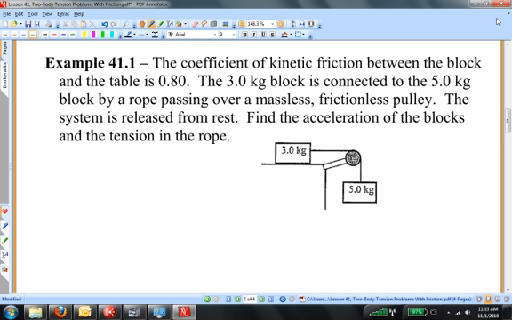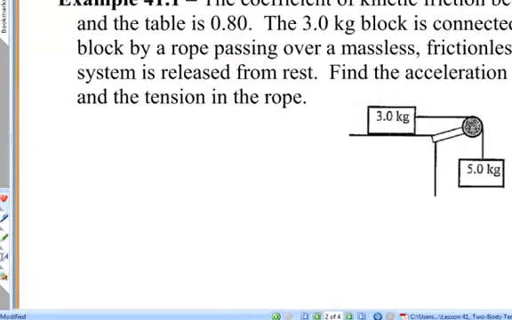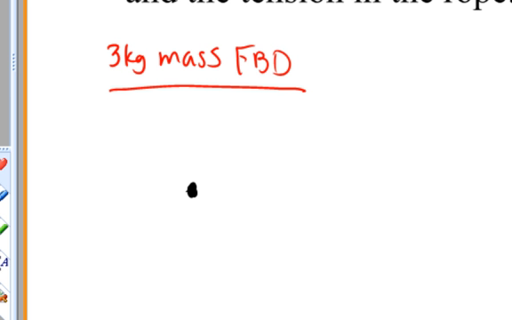Let's begin by sketching a free body diagram for each of the objects. Let's begin with the object that's on the table. This black dot represents the 3 kilogram mass. There are four forces acting. There's the string, which pulls the mass to the right. We're going to call that the tension force. There is the earth, which pulls the mass downward. We'll call that the weight. There's the table, which pushes the mass upward. We'll call that the normal force.